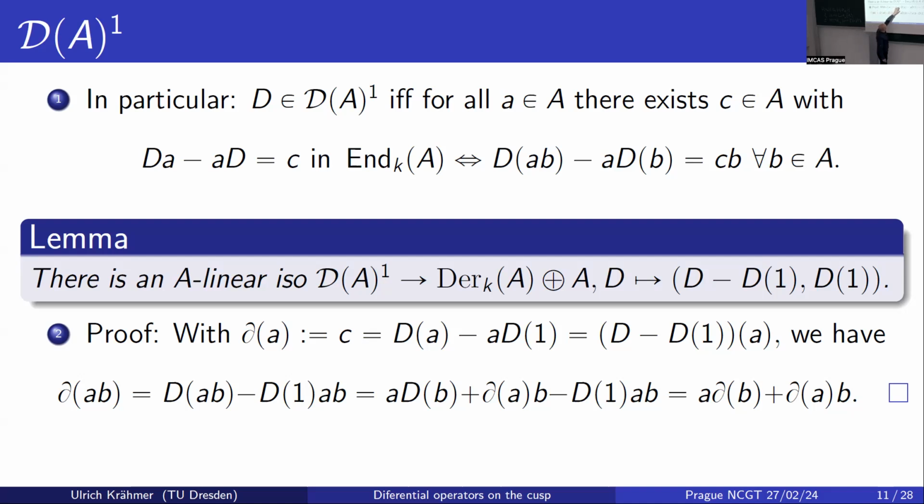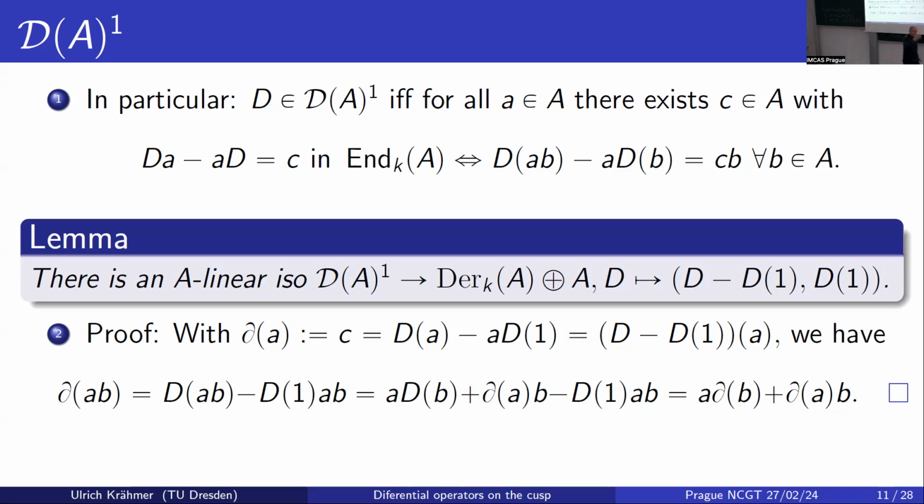And I claim that if we stare at this, we see that actually a differential operator of order 1 splits in a canonical way into a multiplication operator for order 0 and a derivation, a vector field if you want to. And the multiplication operator is simply the value of D at 1, and the derivation is what you get when you subtract that from D. How do we see this? Well, we simply say, let's set the C from above to be partial of A. So in this way, I define a map partial from capital A to capital A. Okay, and then just put in that property up there and see that this partial really satisfies the Leibniz rule.